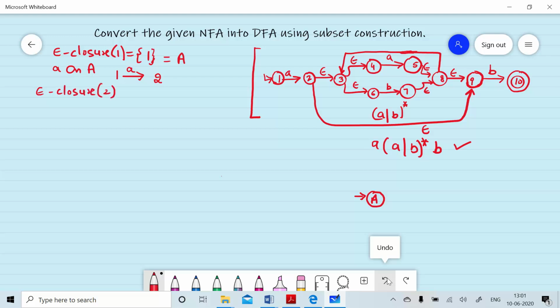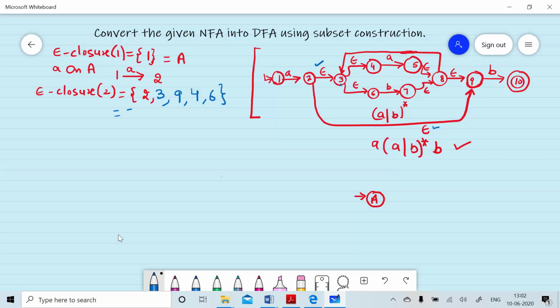So sigma closure of 2 will include 2. Then there is a null transition from 2 to 3, so we will include 3. We are moving from state 2 to 9 using null transition, so we will also include 9. There is a null transition from 3 to 4, so we will include 4. There is a null transition from 3 to 6, so we will include 6.